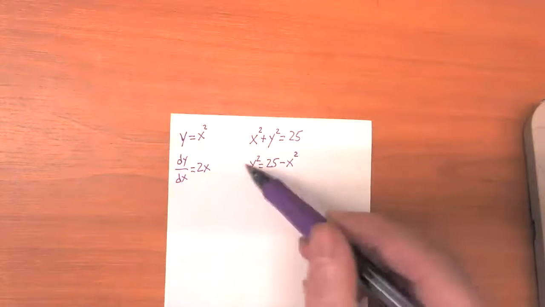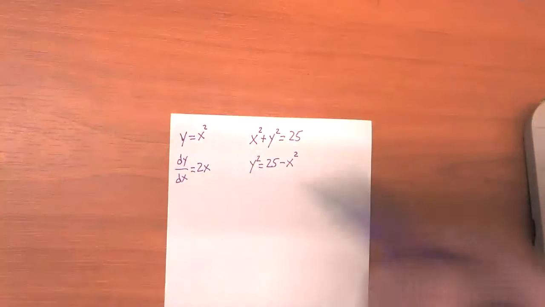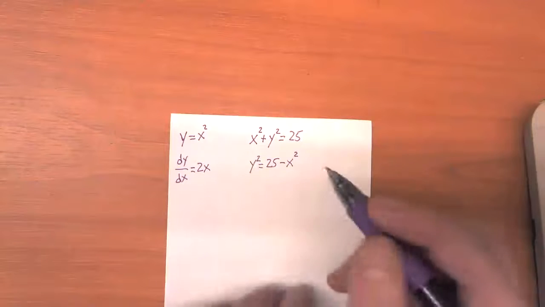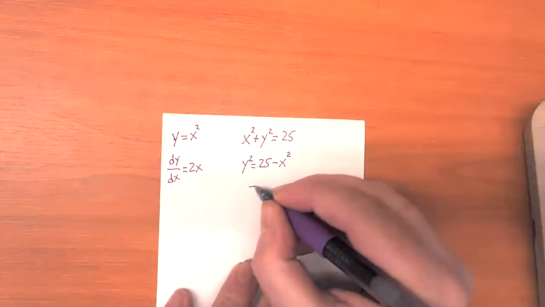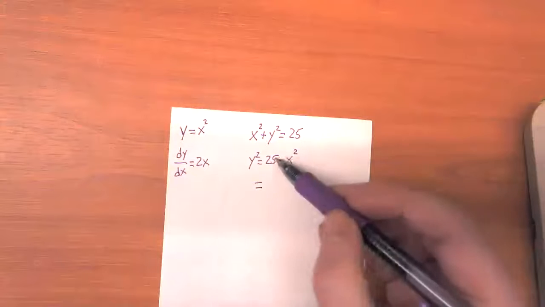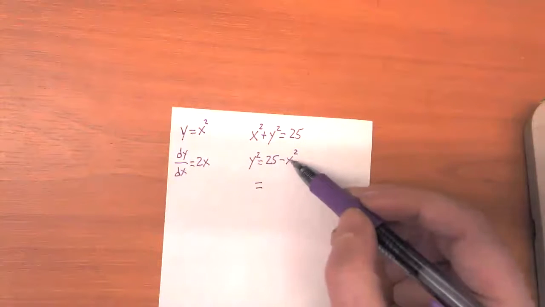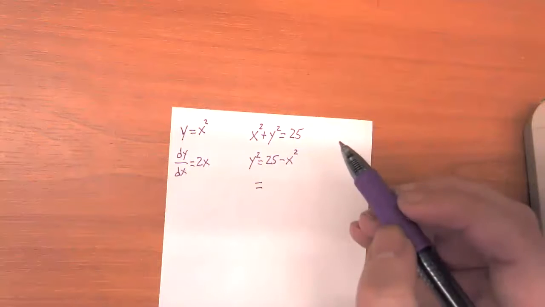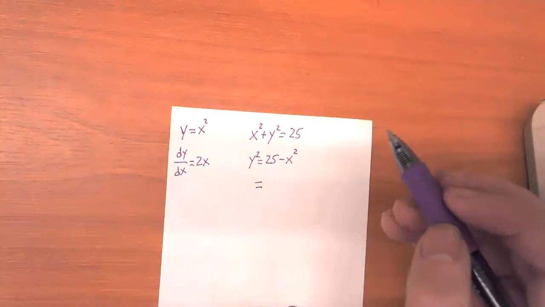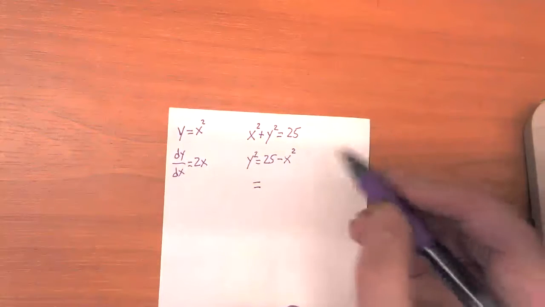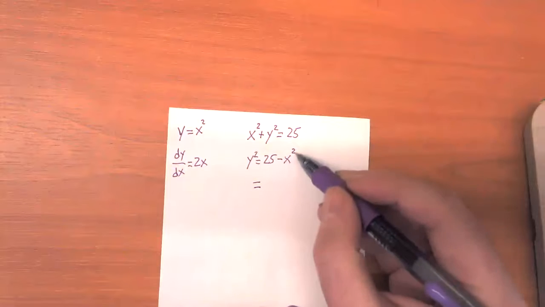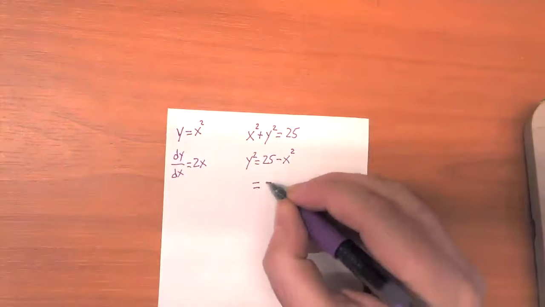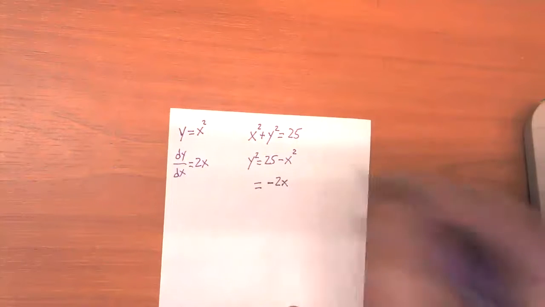And now that we have this, let's imagine taking the derivative of both sides of the equation with respect to x. So the right-hand side of the equation is what we're used to, 25 minus x squared. What's the derivative of that with respect to x? Well, 25 is a constant, so that term goes away, and we use the power rule, so this becomes negative 2x.